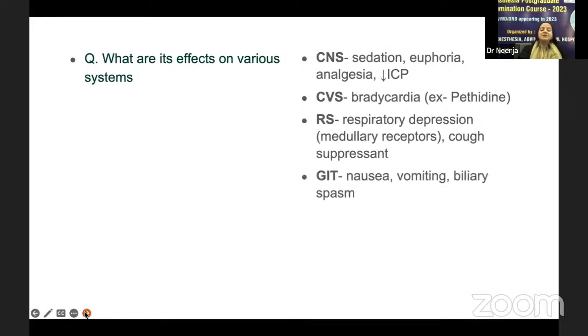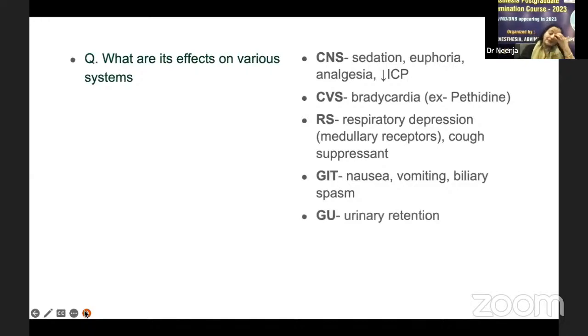And respiratory depression is one thing that whenever opioids come to mind, you always know that it causes respiratory depression, and it acts at the medullary center. Because of that, it causes a decrease in respiratory rate more than a decrease in tidal volume, and eventually in very high doses, it causes complete respiratory arrest also.